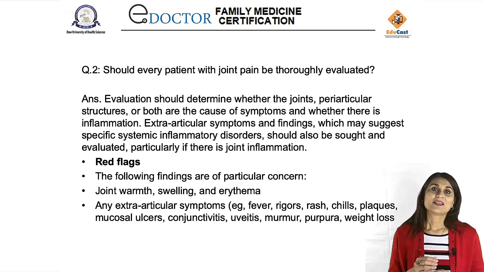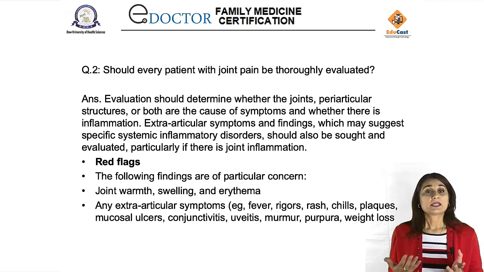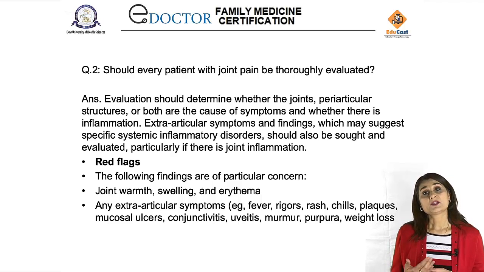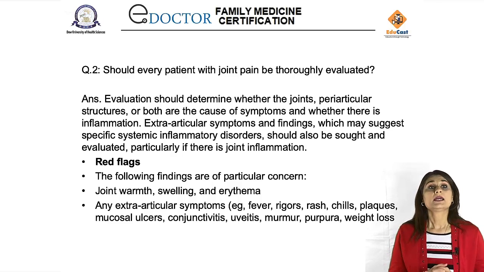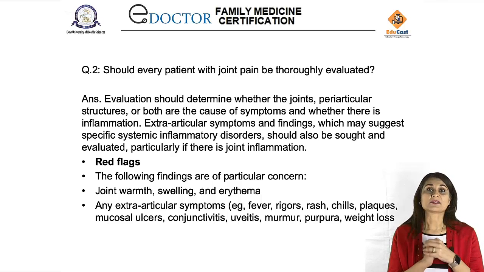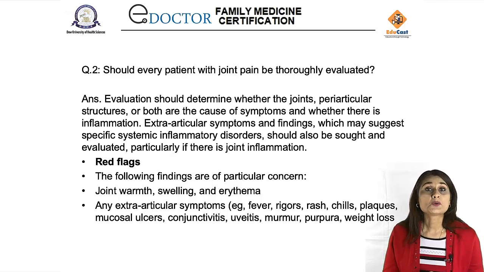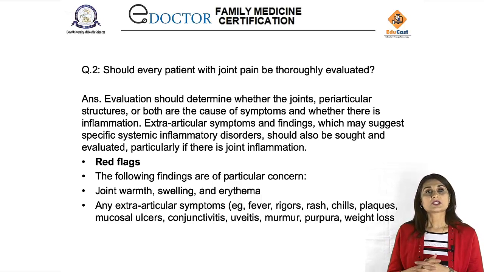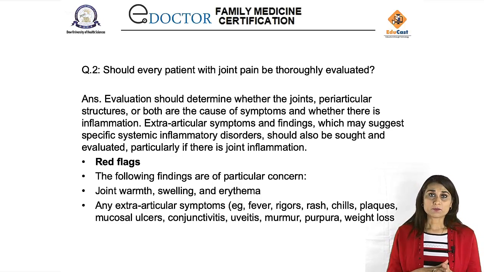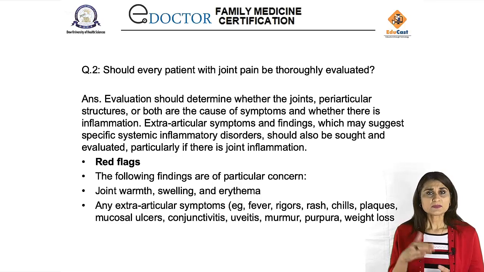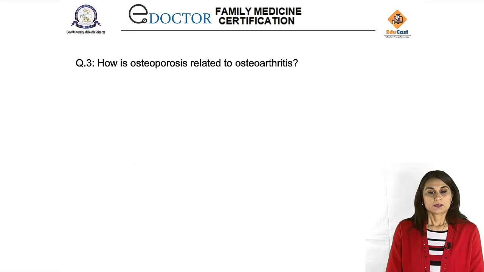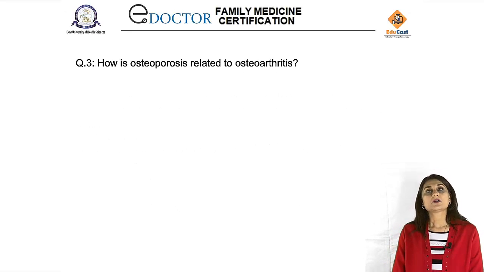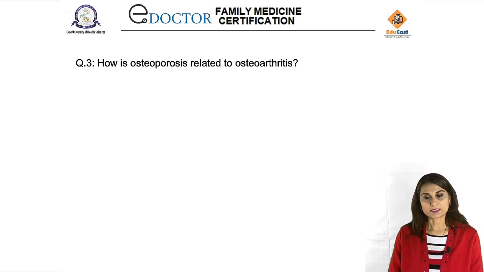And each of them is associated with joint pain, okay? Like I gave you an example before, systemic lupus erythematosus: the patient can complain, I have a rash, a butterfly rash around the cheeks, called a malar rash, and they can say we have mucosal ulcers also, and eyes are affected, uveitis. When you see those extra-articular symptoms, and joint warmth, swelling, and erythema, you are going to evaluate the joint pain thoroughly.